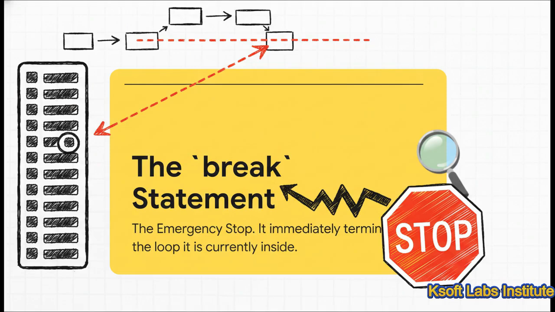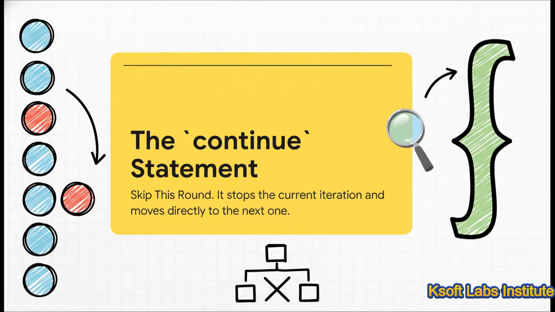The moment your code hits break, it immediately terminates the loop it's in, and the program continues on from the next line. It's super efficient. Just a word of caution, though. Use it wisely. If you start sprinkling break statements all over your code, it can get really confusing to follow the logic.